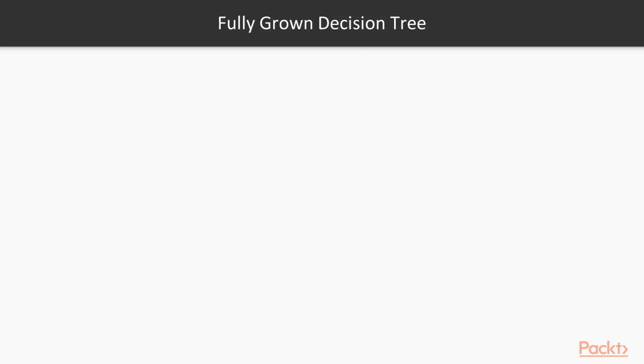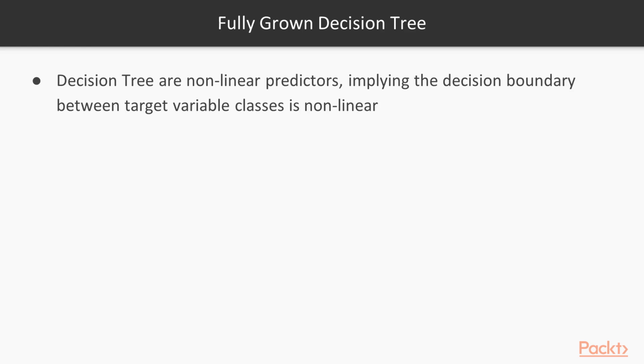One noticeable element of any decision tree algorithm is that they are capable of unearthing nonlinear relationships within your data, meaning the decision boundary between target variable classes is nonlinear.